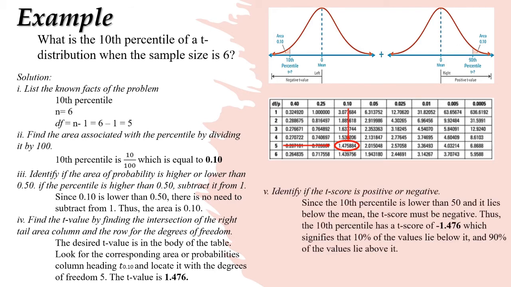Last step, identify if the t-score is positive or negative. Since the 10th percentile is lower than 50 and it lies below the mean, the t-score must be negative. Thus, the 10th percentile has a t-score of negative 1.476, which signifies that 10% of the values lie below it and 90% of the values lie above it.